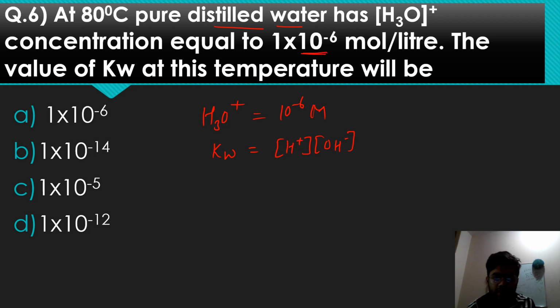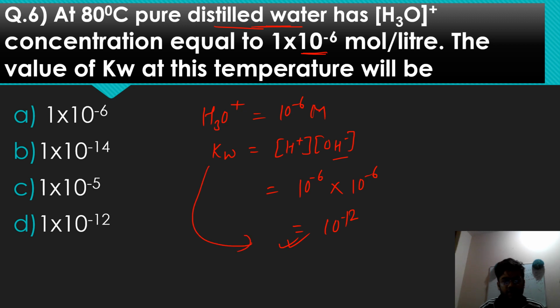Pure distilled water is neutral. Therefore, in pure distilled water there is equal concentration of H plus and OH minus. So we can say the concentration of OH minus is also 10 to the power minus 6, and the concentration of H plus is 10 to the power minus 6. Then we will get 10 to the power minus 12. Yes, the right answer. The ionic product of water for this is 10 to the power minus 12. So the right answer is D.